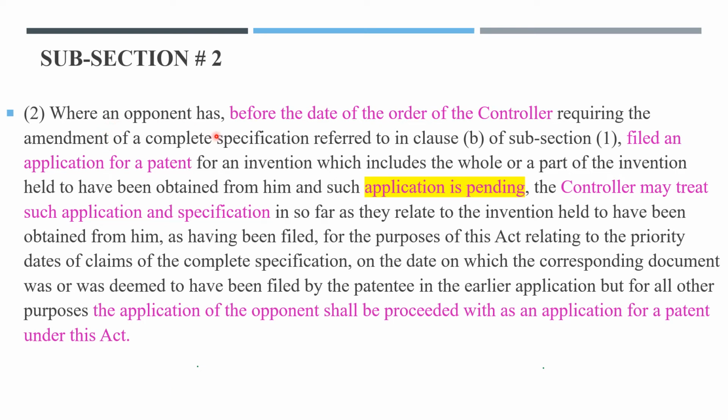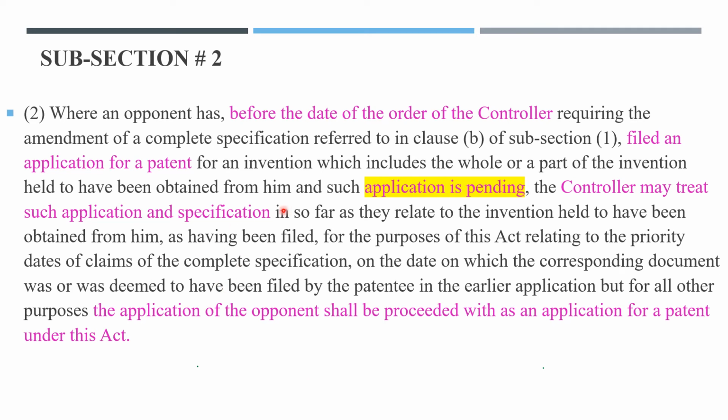Subsection 2 says, where an opponent has, before the date of the order of the controller requiring the amendment of a complete specification referred to in clause B of subsection 1, filed an application for a patent for an invention which includes the whole or a part of the invention held to have been obtained from him, and such application is pending, the controller may treat such application and specification in so far as they relate to the invention held to have been obtained from him, as having been filed for the purposes of this Act relating to the priority dates of claims of the complete specification on the date on which the corresponding document was or was deemed to have been filed by the patentee in the earlier application, but for all other purposes, the application of the opponent shall be proceeded with as an application for a patent under this Act. Here subsection 2 deals with the stage of the application where it is pending.